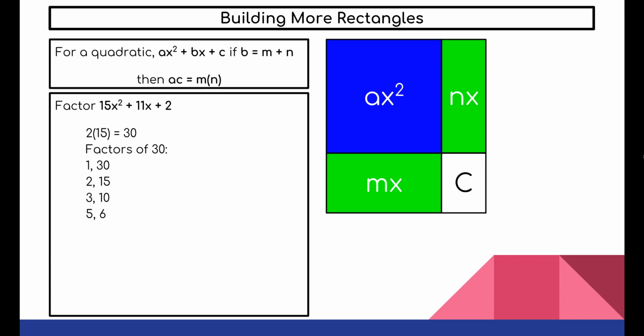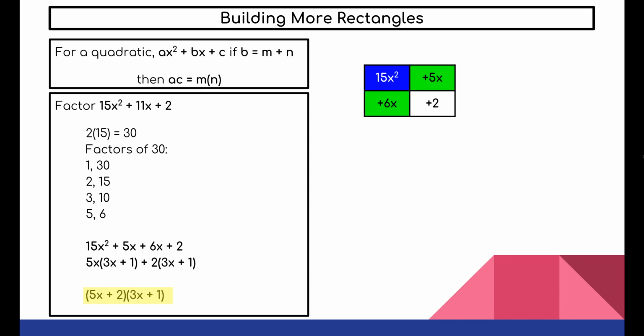1 plus 30 is 31, so that's not going to work. 2 times 15 is 30, that's not going to work. Excuse me, 2 plus 15 is 17, that won't work. 3 plus 10 is 13, that's not going to work. But 5 plus 6, that's 11, that's the pair that's going to work. And so we have 15x squared plus 5x plus 6x plus 2. We can do our factor by grouping and factor out the common factor in each term. And there we go. But what about those factoring boxes? What about factoring using that mechanism?